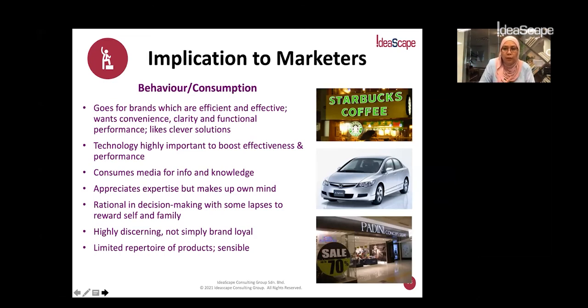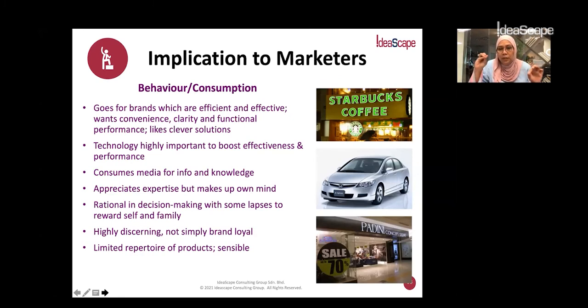So they're looking for an efficient, effective way, and they want convenience, they want clarity, they want functional performance, and they love clever solutions. They use a lot of technology, and when they use technology, it's mainly to boost effectiveness.